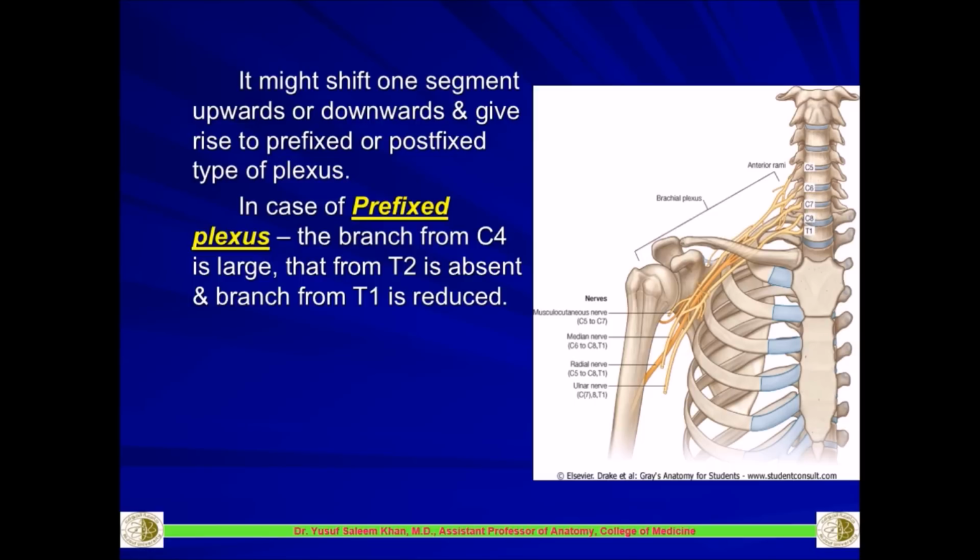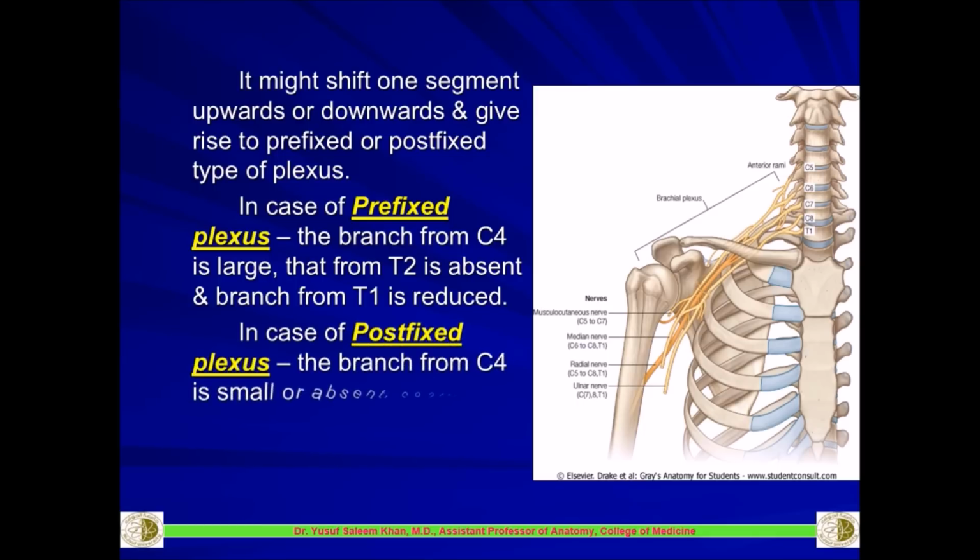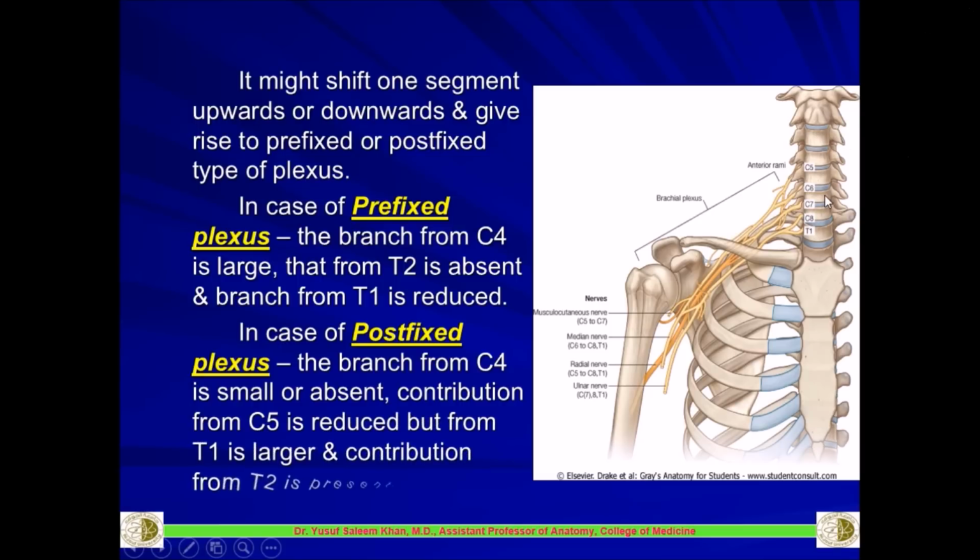Similarly, sometimes it can be one segment below. This is called the postfixed plexus. So what does it mean? In this case, there will be contribution from C6, C7, C8, T1, as well as some contribution even from T2, and there might be no contribution from C5 or very little contribution from C5. So the main rootlets coming will be from C6, C7, C8, T1 as well as T2. This is called the postfixed plexus. You should keep this variation in mind, because sometimes there might be variation, either prefixed or postfixed. But usually it will be the contribution from the C5, C6, C7, C8 and T1 nerve roots.